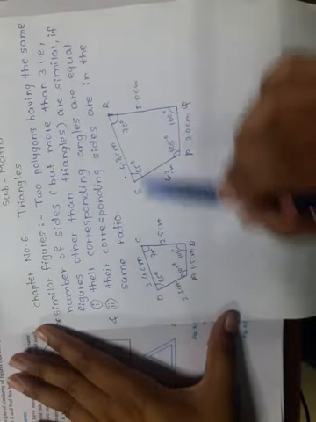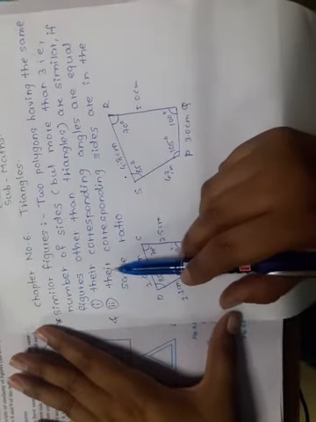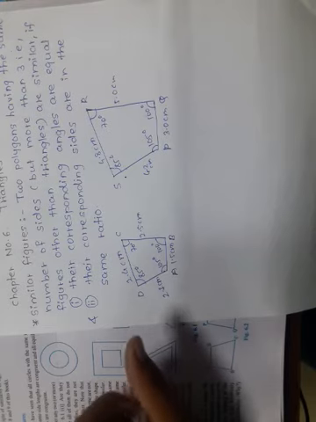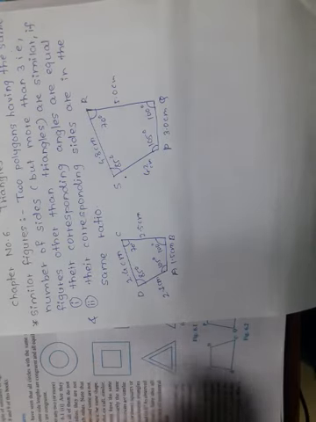are equal with each other, and second, their corresponding sides are in the same ratio. So this is the important definition for us of similar figures: two polygons having the same number of sides.